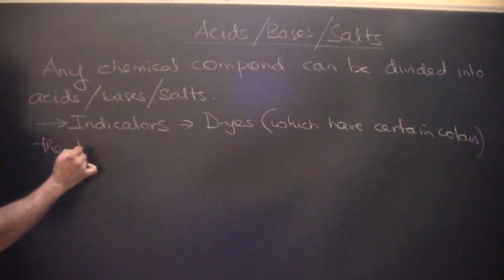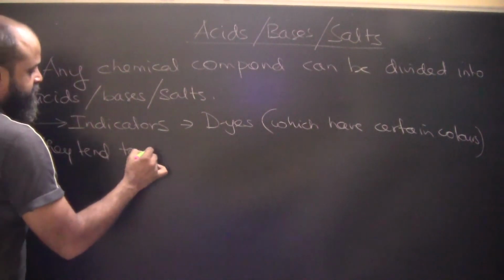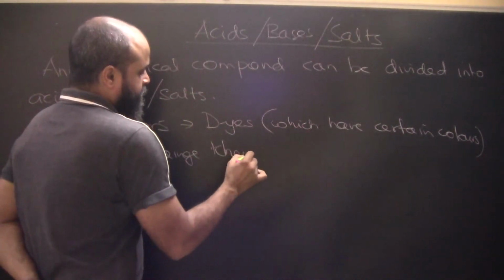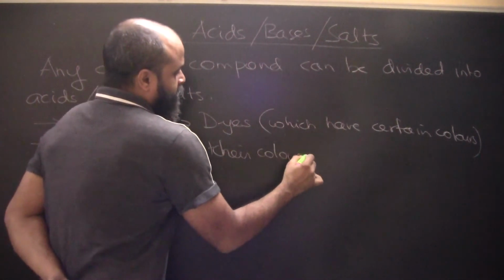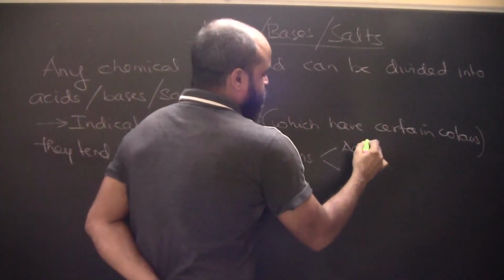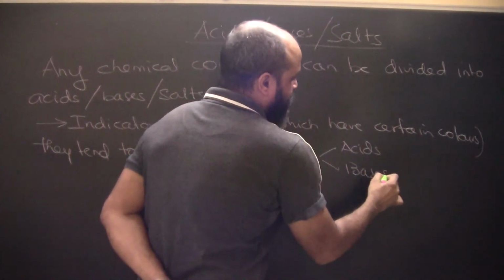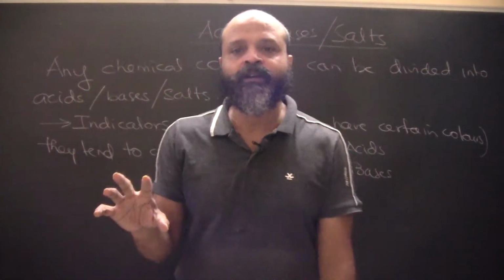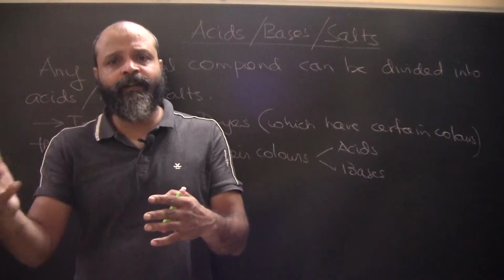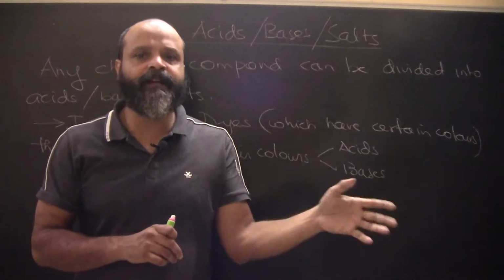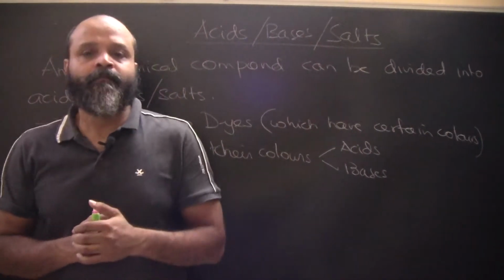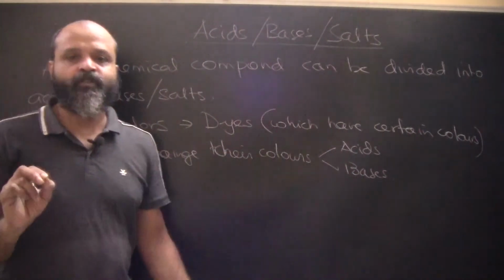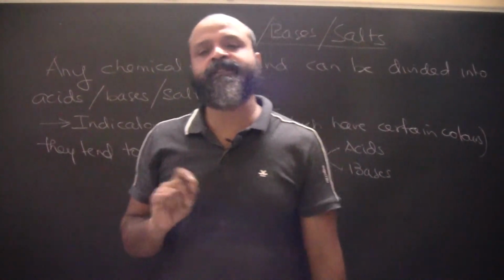They tend to change their colors with acids and bases. So how do we identify? First of all, we need to know how we identify acids and bases. In due course of time we will understand how we define an acid or a base. But first we need to understand how we identify acids and bases, and we do so by means of the dyes that we use.